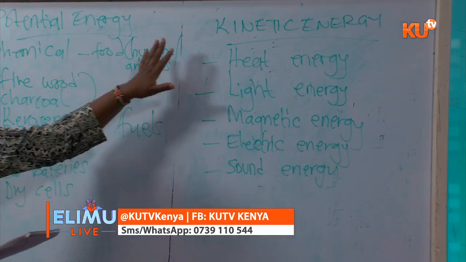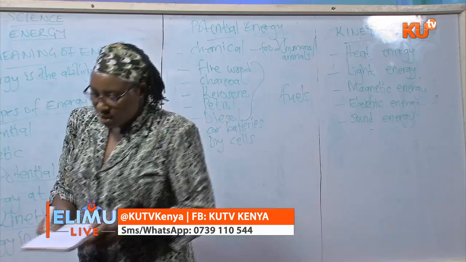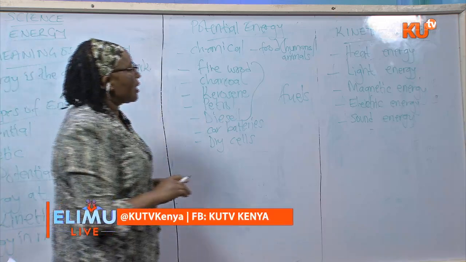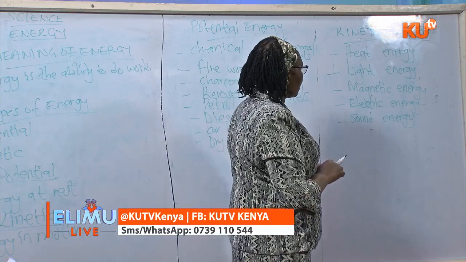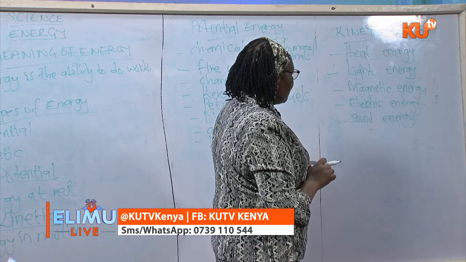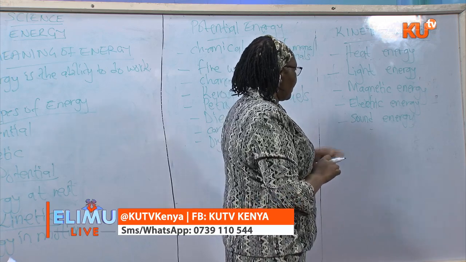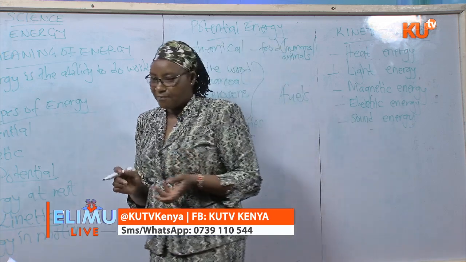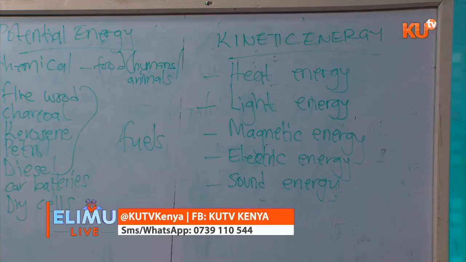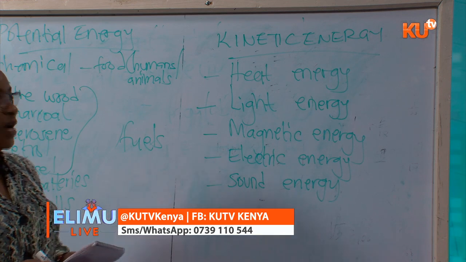These five are types of kinetic energy because, as you may have learned, heat energy in class 5, light energy in class 6, magnetic energy in class 7. The same case applies to electric energy and sound energy learned in class 4. So you must have known that these are forms of energy that are in motion. They can make things move from one place to another.